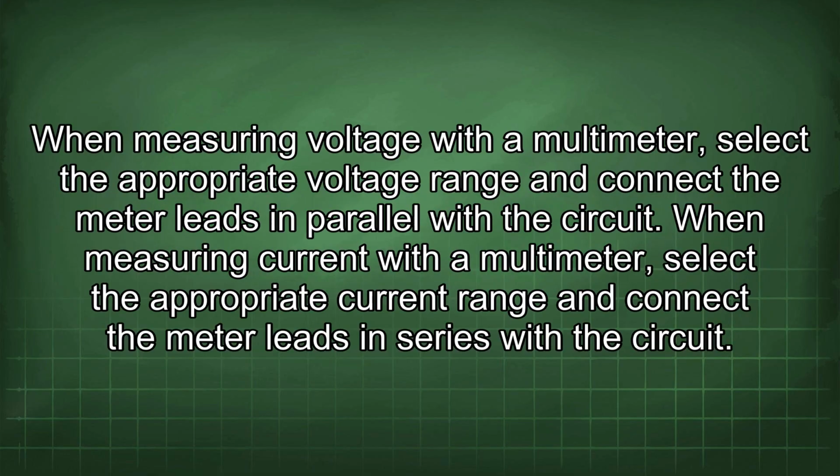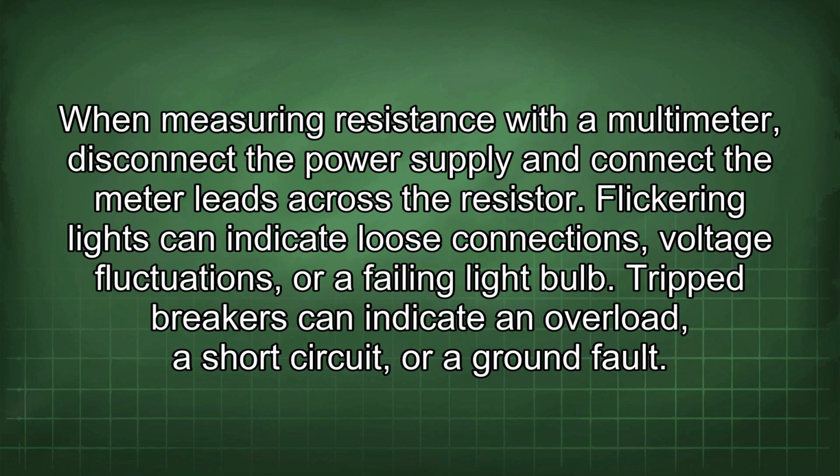When measuring voltage with a multimeter, select the appropriate voltage range and connect the meter leads in parallel with the circuit. When measuring current with a multimeter, select the appropriate current range and connect the meter leads in series with the circuit. When measuring resistance with a multimeter, disconnect the power supply and connect the meter leads across the resistor.